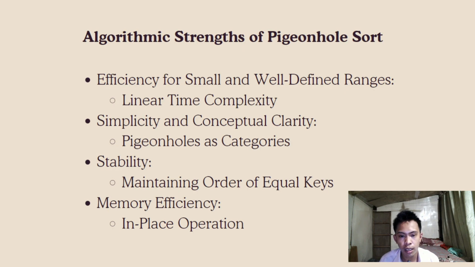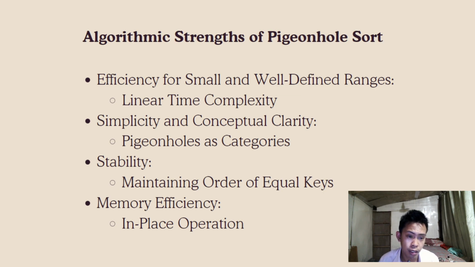So, for example, consider sorting the ages of 100 students in a school where ages range from 5 to 18 years old. With pigeonhole sort, we can create pigeonholes for each age from 5 to 18 years old and quickly sort the students in linear time.